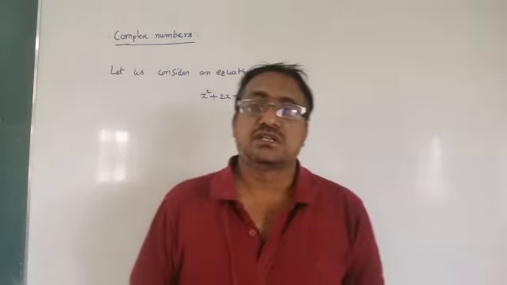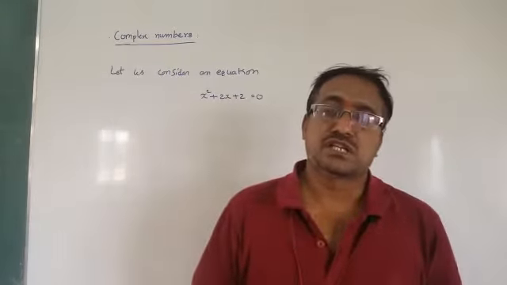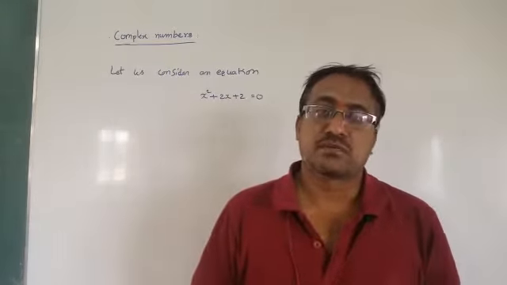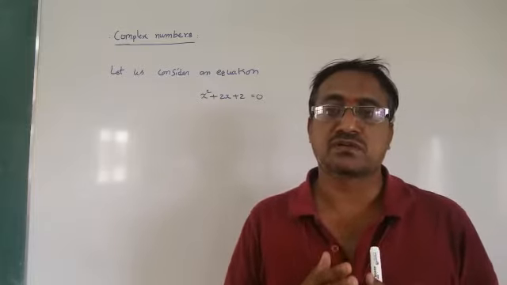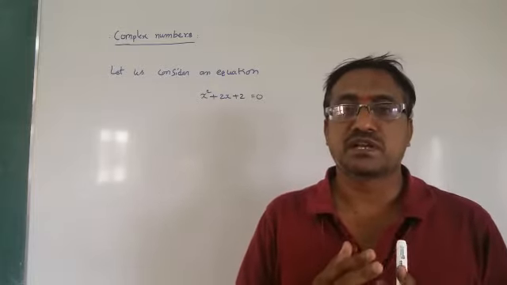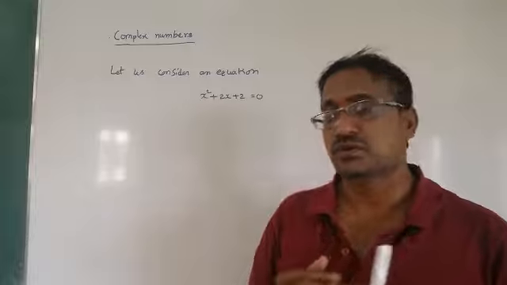Good morning students. In this class we are going to discuss the complex number system. Now let us consider an equation x square plus 2x plus 2. Let us try to find the roots of the equation by using the formula x is equal to minus b plus or minus square root of b square minus 4ac by 2a.